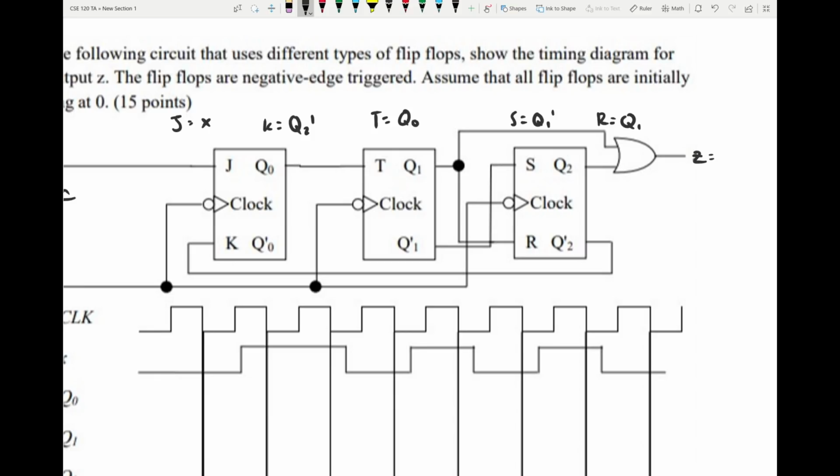Now for our Z, our output, again, we can go ahead and trace everything back. Okay, so that looks like Q1. And that's getting ORed with, let's see, oh, it's just Q2. All right, so Q1 or Q2.